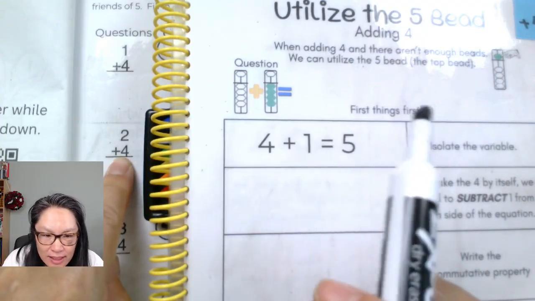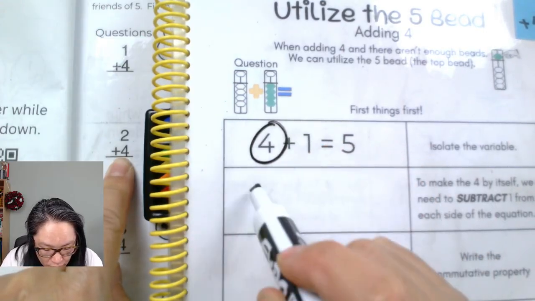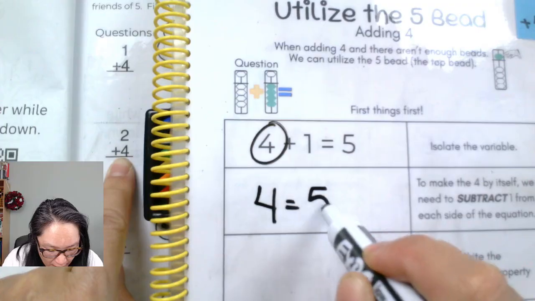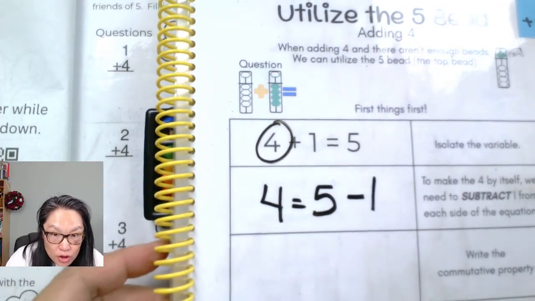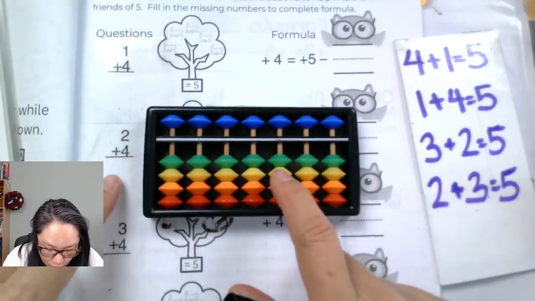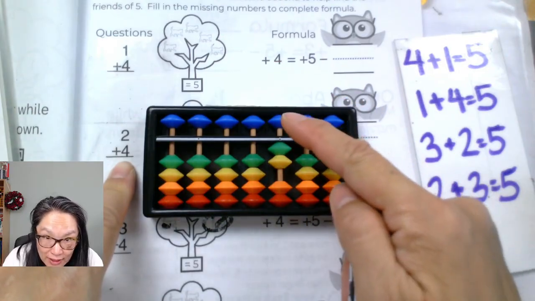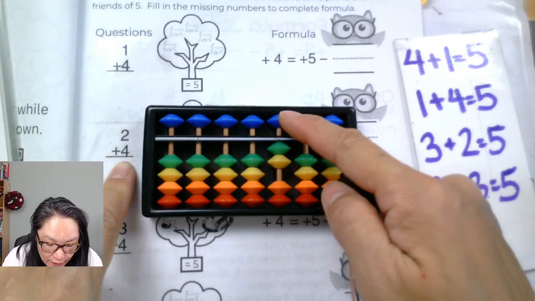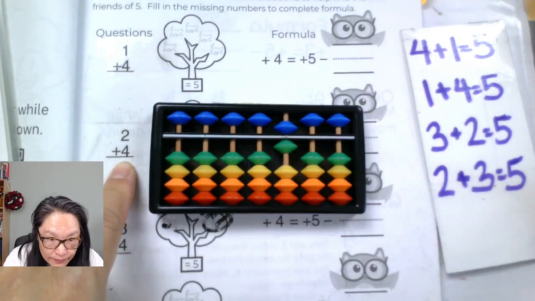Yes. So we're going to do 4, right? So 4 is equal to 5 minus 1. Yes, exactly. So what does that mean? Well, if you look on the Abacus, we have 2. And then what we're going to do is utilize this 5. So we're going to add the 5, take away the 1. So my final answer is 6.